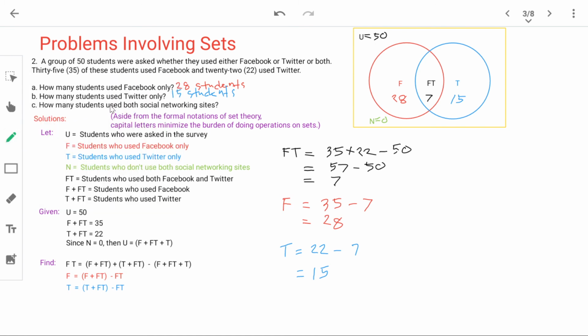And for the letter C question, how many students use both social networking sites? We have there the FT, which represents the number of students who use both social networking sites. So we have 7 students who use both social networking sites. I hope that sounds clear and it helps you to understand this particular example.